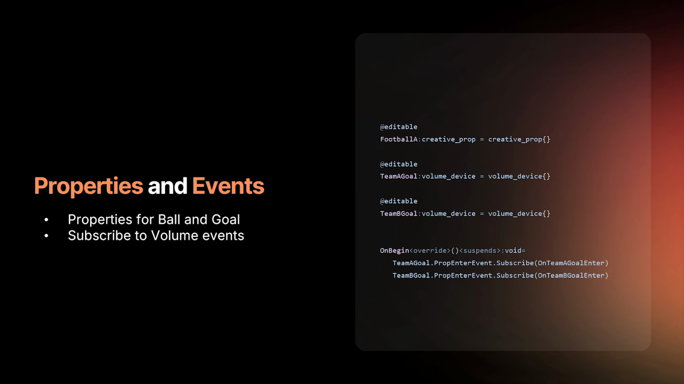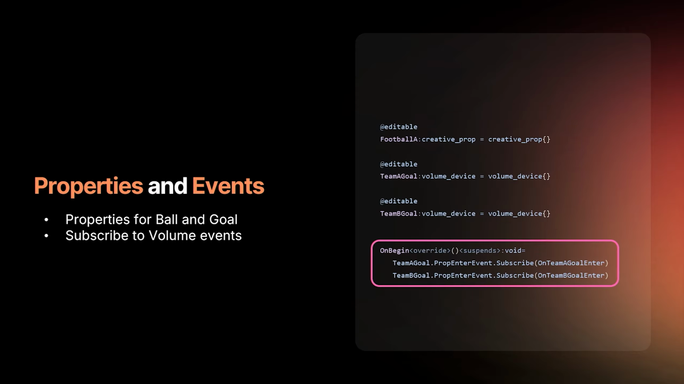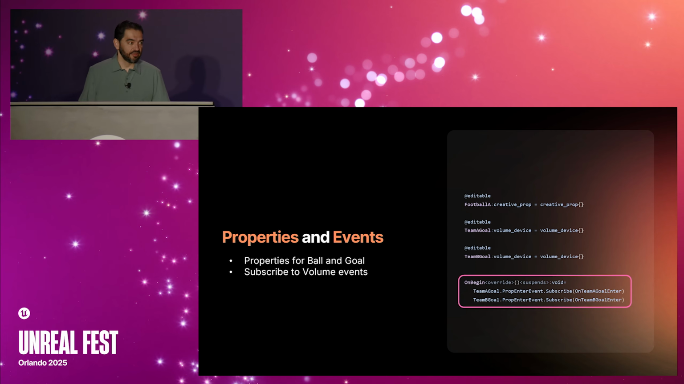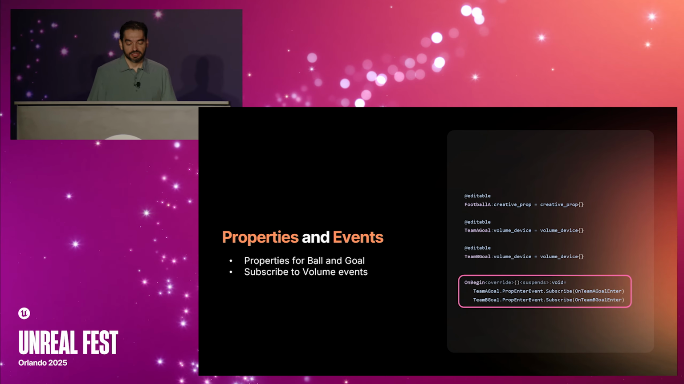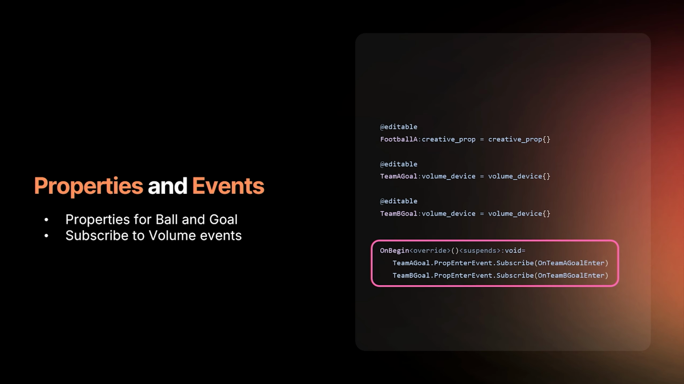So first thing I do is I need to set properties and events in my script. So I'll expose to the editor some of the things that I want. So one of them is the creative prop. I want to know the ball. And then I want to be able to track the two volumes. So I want team A and team B's goal. And then on begin, I want to subscribe to the overlap event, the prop enter event for each goal. And I cite it to two functions. On team A goal enter, and on team B goal enter. That's what will handle all of the logic.